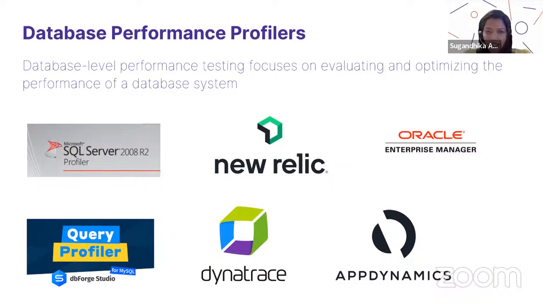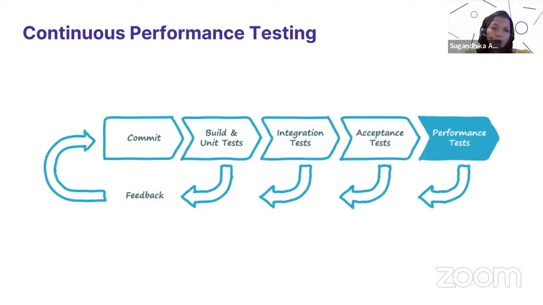So other than all of these techniques, we have another concept called continuous performance testing. Typically, continuous performance testing is once you release your product to production, you can evaluate the product's performance continuously after you release it into production. So that is called continuous performance testing.